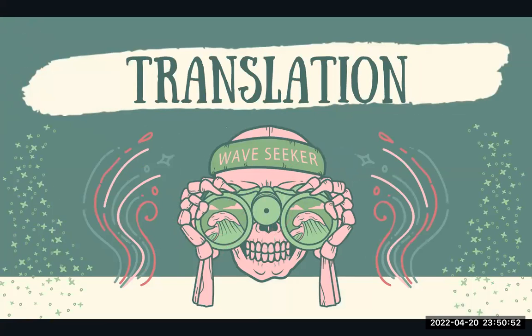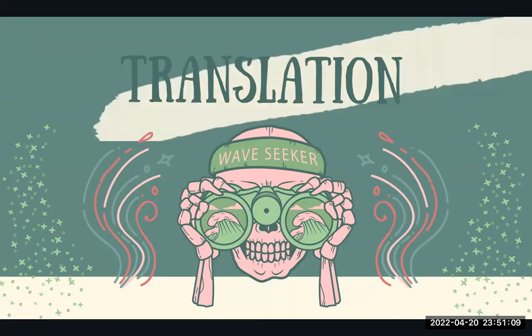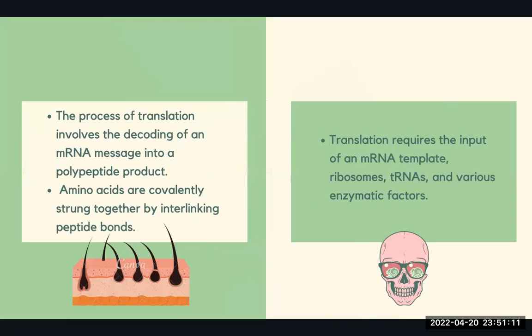All right, so now let's get into the second part of protein synthesis, where the protein is actually made. It's called translation. The process of translation or protein synthesis involves the decoding of an mRNA message into a polypeptide product. Amino acids are covalently strung together by interlinking peptide bonds.